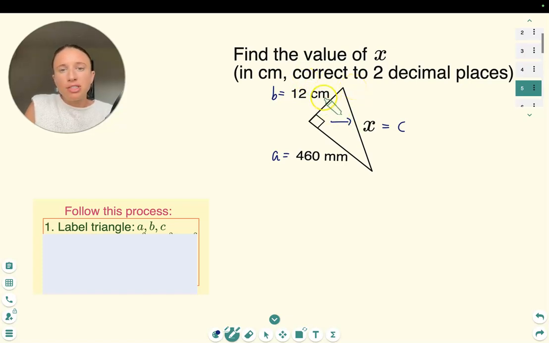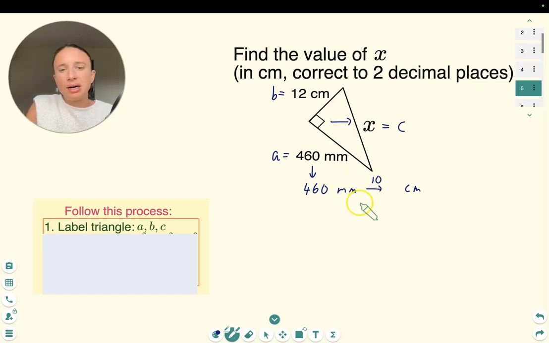Okay, so I'm going to choose to work in centimeters. So 460 millimeters to centimeters. If you need to, go back and look at my video on converting between units of length. But to go from millimeters to centimeters, I know the conversion factor is 10 millimeters in a centimeter.